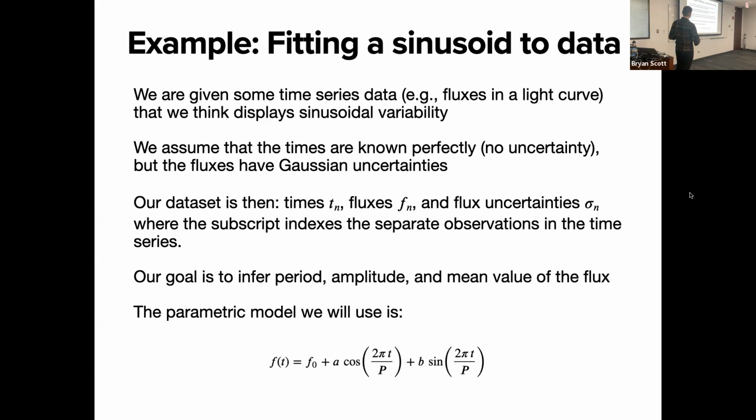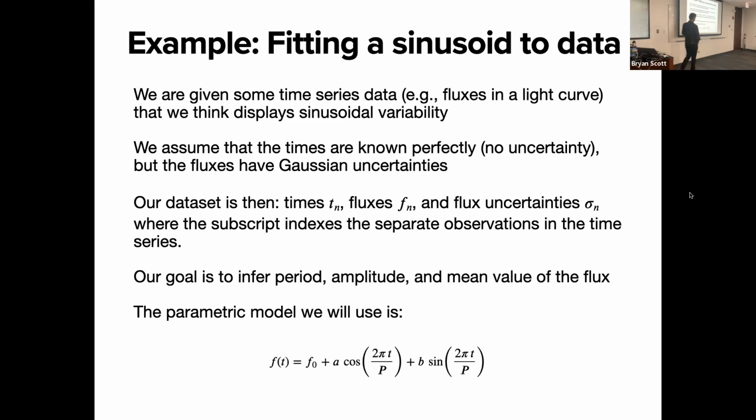So the example that I wanted to do is fitting a sinusoid to data. It's the next level from fitting a line to data. The setup here is, imagine we're given some time series data, and depending on your subfield, you can imagine whatever time series data you want. But I like to think about fluxes in a light curve, for example, of a star, maybe from TESS. The point is we observe flux as a function of time, and we see some sinusoidal variability. We know the times perfectly well, so the times of the observations have no uncertainty, but the fluxes have Gaussian uncertainty.